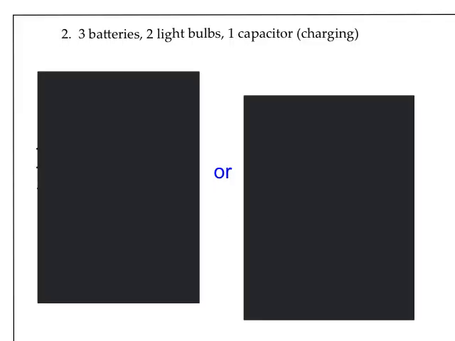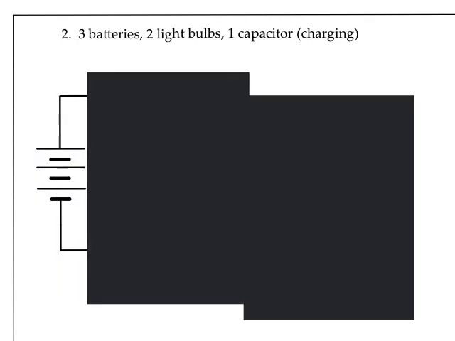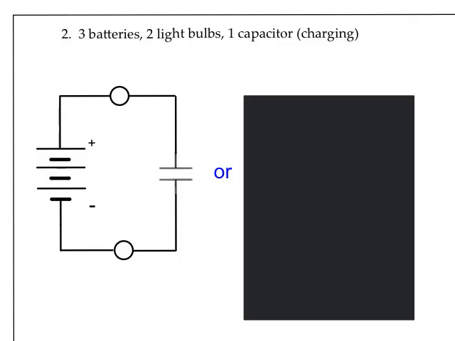It's really up to you if there's no specification. So next we have 3 batteries. Remember, there's going to be a long line and a short line for each of the batteries. So I can go ahead and get that part done. And then a light bulb is just a circle. You should have seen that in our labs by now. And then a capacitor, if you remember, is 2 equal length lines. So I could draw a schematic that looks like this. Here's my 3 batteries. These are my light bulbs, and this is my capacitor.